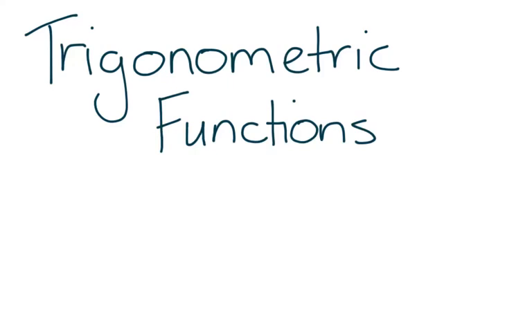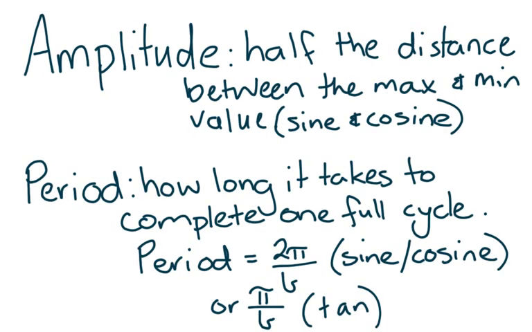This video is addressing trigonometric functions. So we have three main trigonometric functions: sine of x, cosine of x, and tan of x. We're going to talk mainly about sine and cosine in this video, and just a little bit about tan. But two major things to do with trigonometric functions are the amplitude of the function and the period.